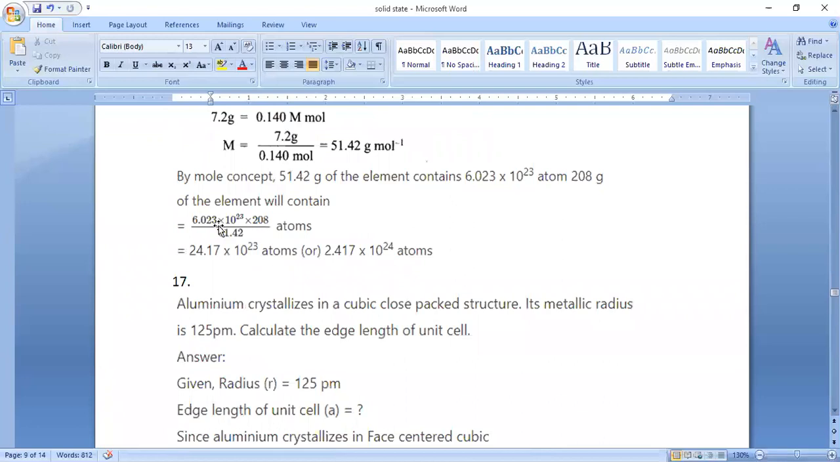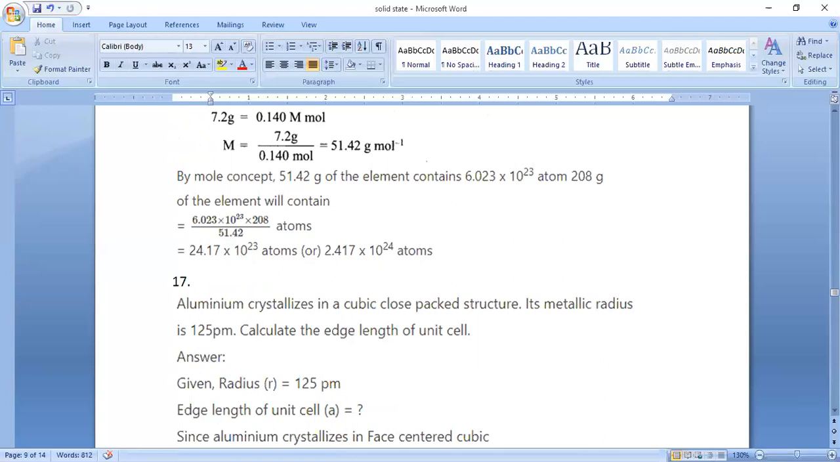By the mole concept, 51.42 gram of the element contains 6.023 into 10 power 23 atoms. What is asked in the question? For 208 gram of the element, we need to multiply the Avogadro number, that is 6.023 into 10 power 23, into 208 divided by this M value, 51.42 atoms. We get 24.17 into 10 power 23 atoms.